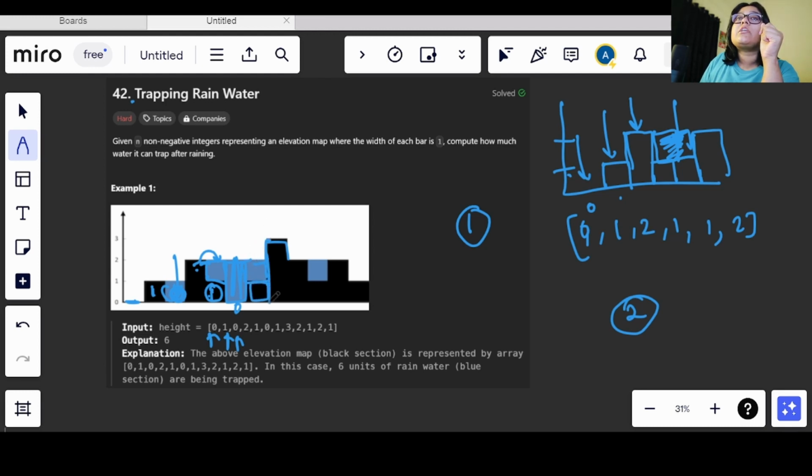Now the question is, here we have a height of 3, then why are we not storing 1 more unit of water here, right? If we try to store 3 units of water here, what will happen? We don't have a wall here, right?